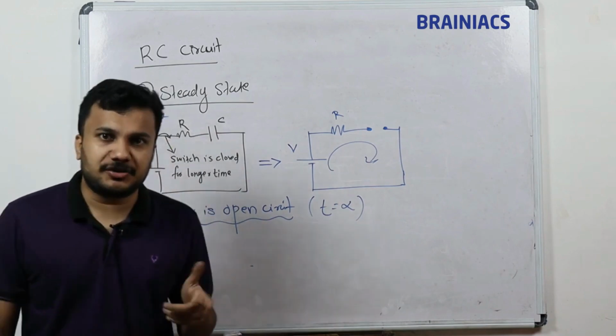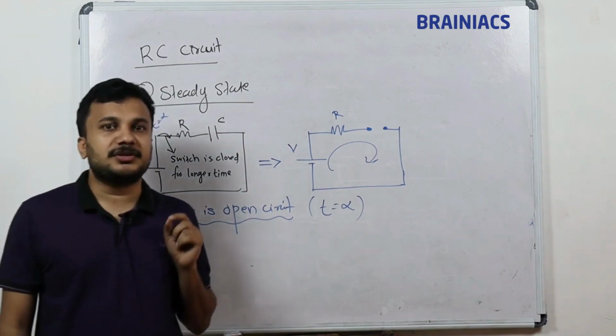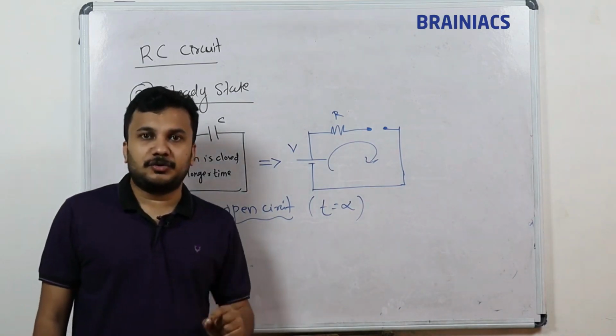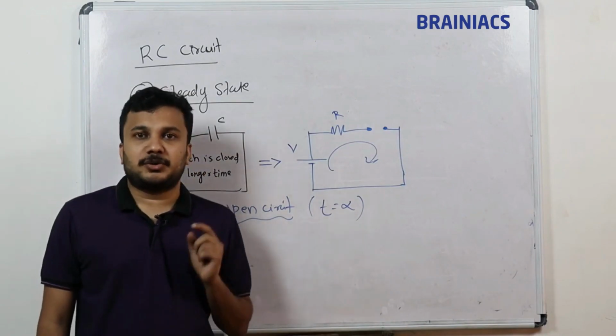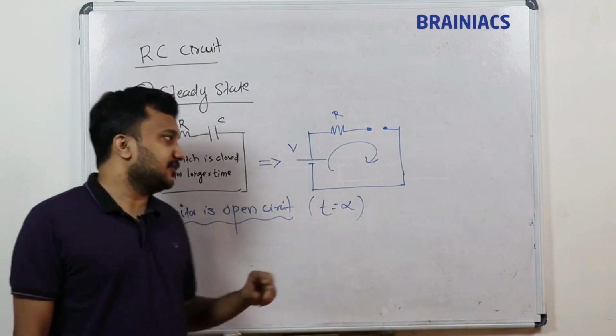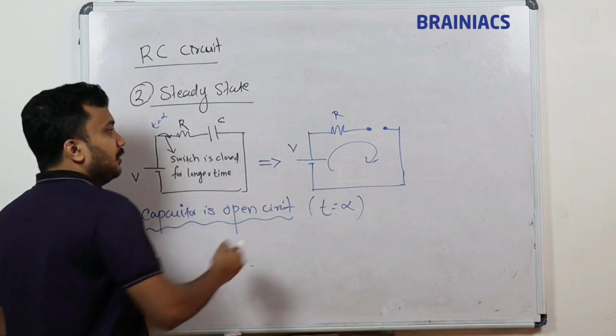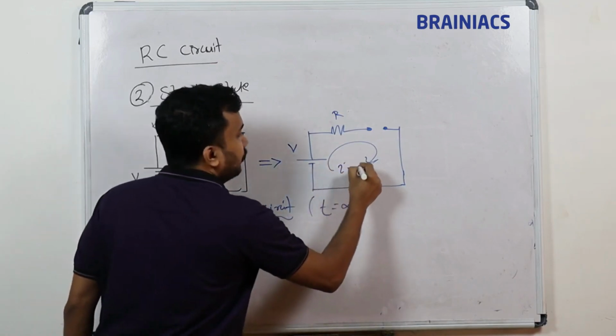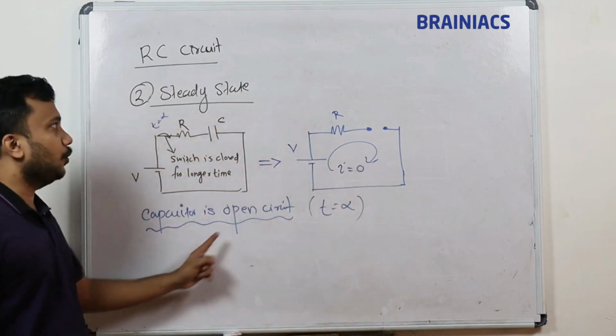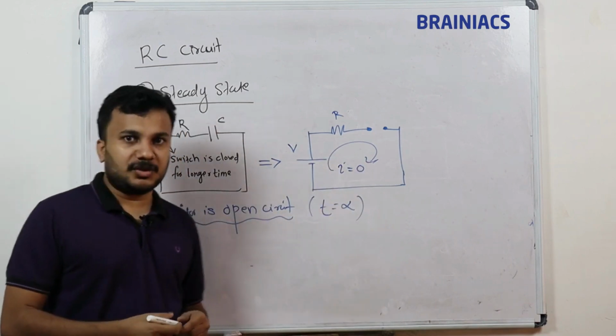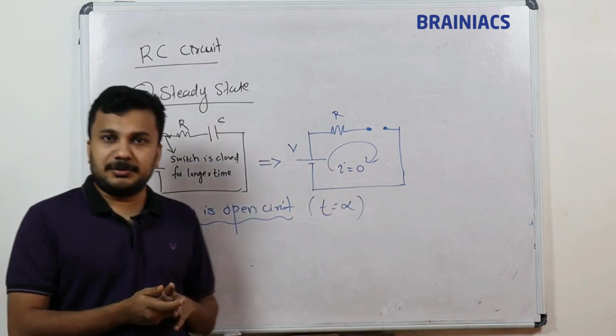Open circuit and short circuit are very common terms we are using in the entire physics. Open circuit means wire is broken. Short circuit means wire is connected as such. So wire is broken. So what will the current be here? Current will be equal to 0 because it is open circuit. So remember this concept, this is very important.